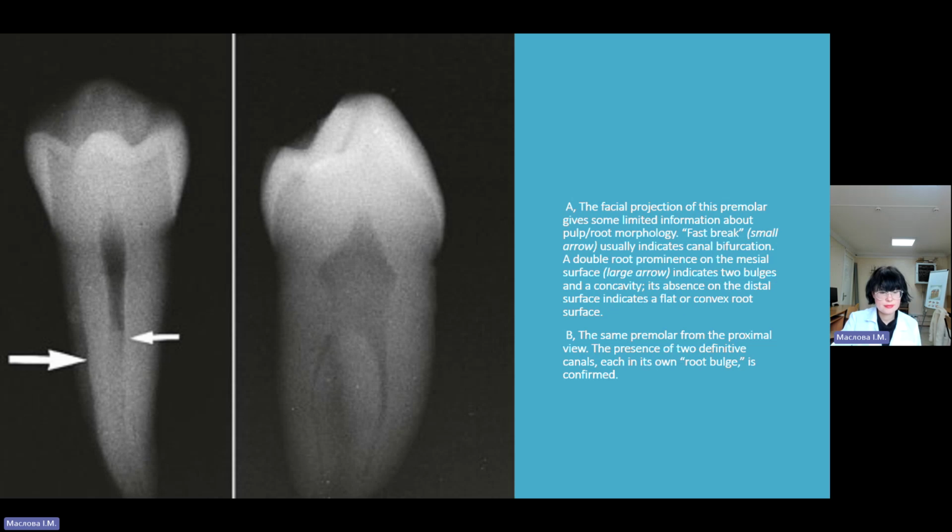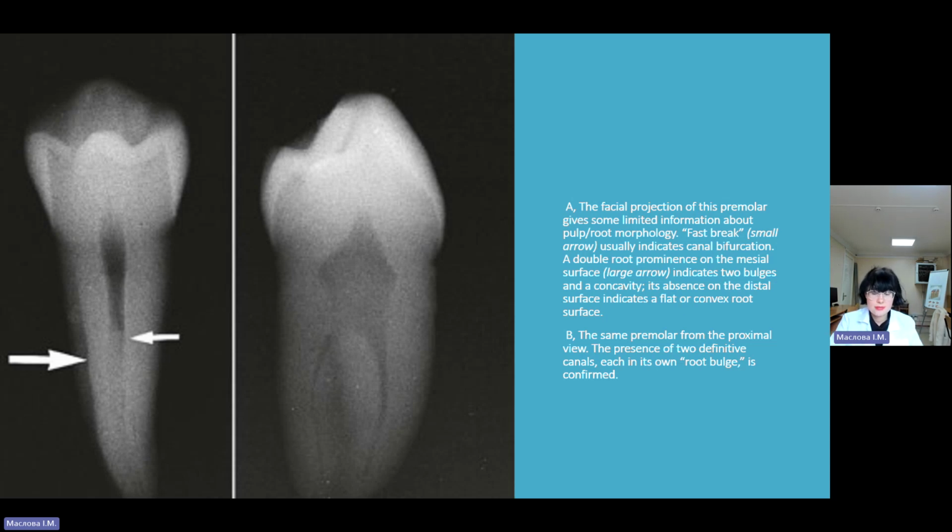Image A and image B. Image A shows the facial projection of the premolar and gives some limited information about pulp and root morphology. A fast break, small arrow, usually indicates canal bifurcation. A double root prominence on the mesial surface, large arrow, indicates two bulges and then a concavity. Its absence on the distal surface indicates a flat or convex root surface.